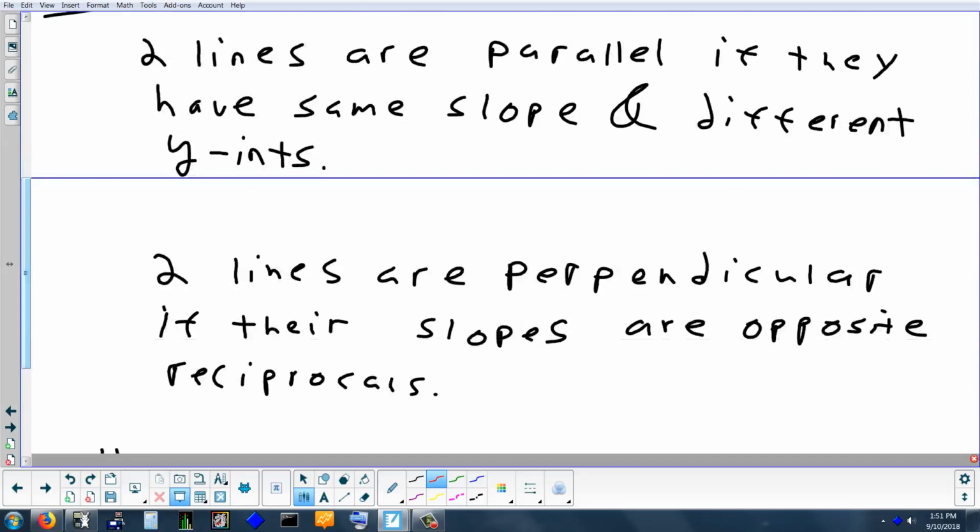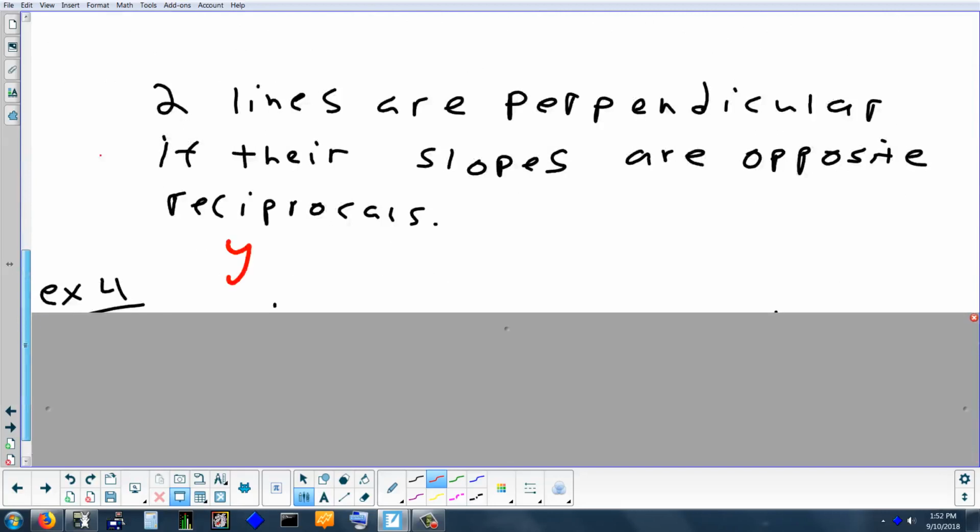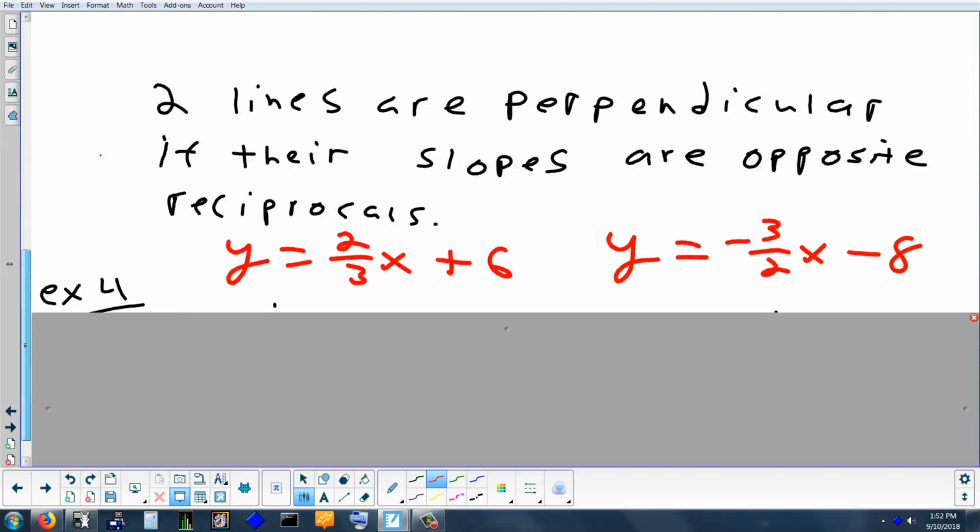For perpendicular, you have to have slopes that are opposite reciprocals. People seen that one before? Opposite reciprocals. So that would be something like y equals 2/3 x plus 6, negative 3/2 x minus 8. The plus 6 and minus 8 don't have anything to do with the problem. 2/3, negative 3/2. Opposite reciprocal.